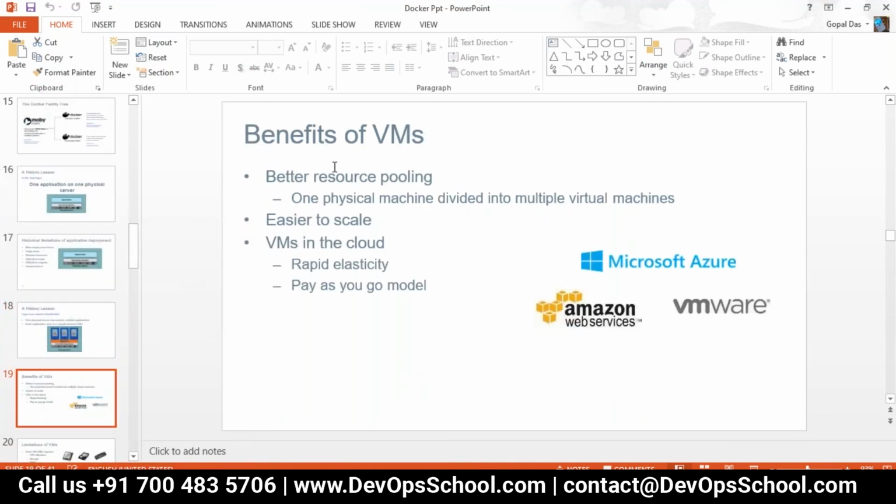What is the benefit of this virtual machine? One physical machine is divided into multiple virtual machines. Scaling becomes easier, and by taking the benefit of Hyper-V, Amazon and Microsoft Azure are earning like anything. Is it right?